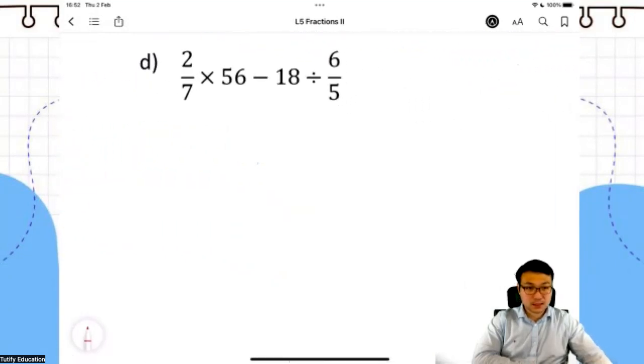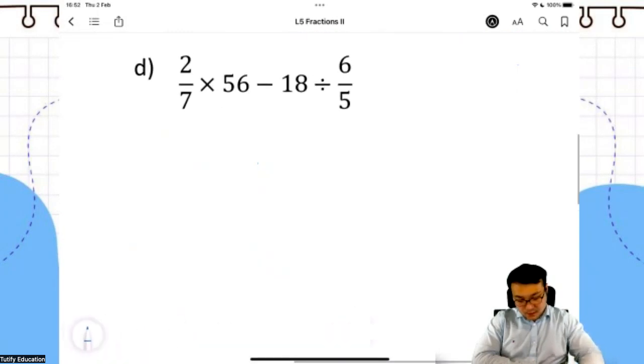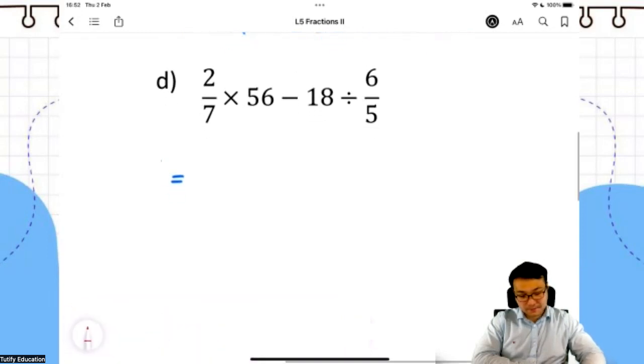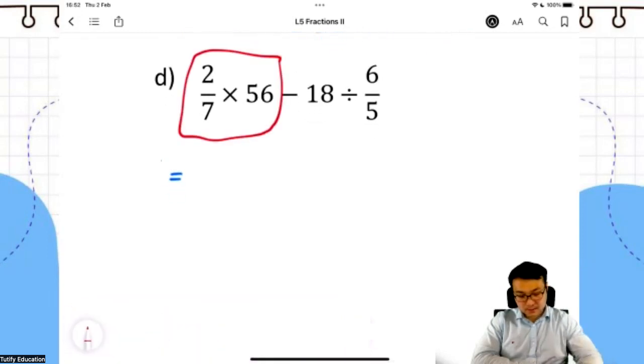Can I get Zachary? So, Zachary, what should I do first? Times, minus, or divide? Times. Okay, let's do the times first. Before you multiply anything, can I simplify? No. Look, this is 56 over what? 1. Yeah, so you can take the numerator, simplify with the denominator, right? So can I take 56 divided by 7?